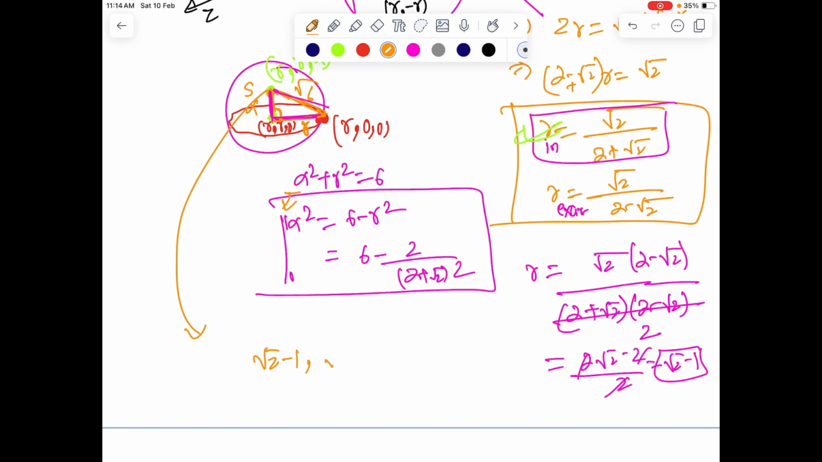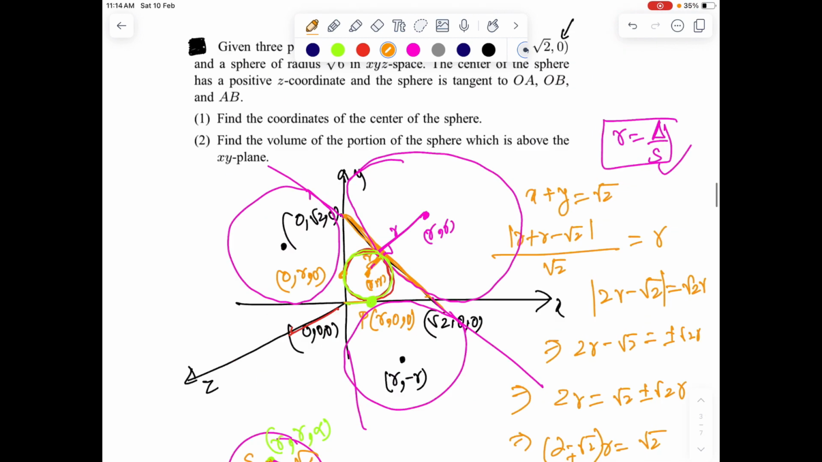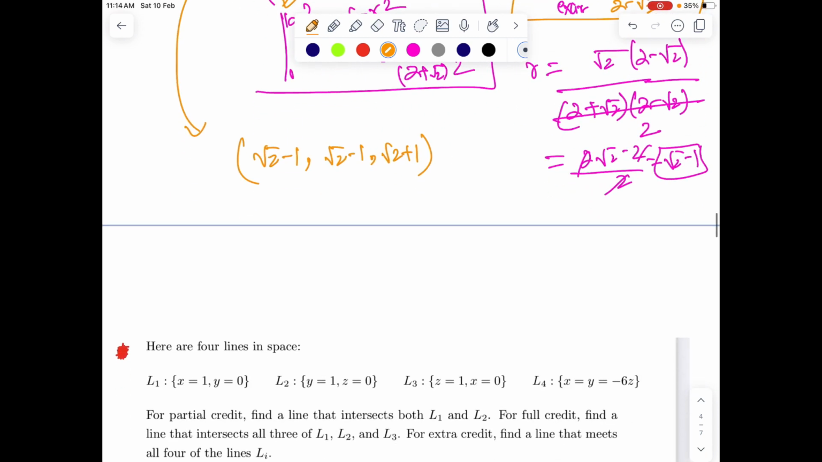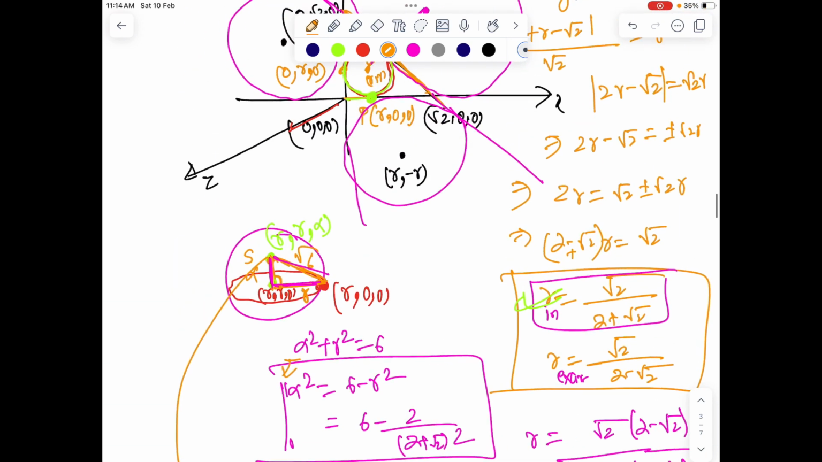Once you know the r, we know the value of alpha from here, and hence the coordinate of the sphere that we will be getting is root 2 minus 1, root 2 minus 1, r, and alpha root 2 plus 1. So this is the first part of the problem. The second part was to find the volume of the portion of the sphere which is above xyz.